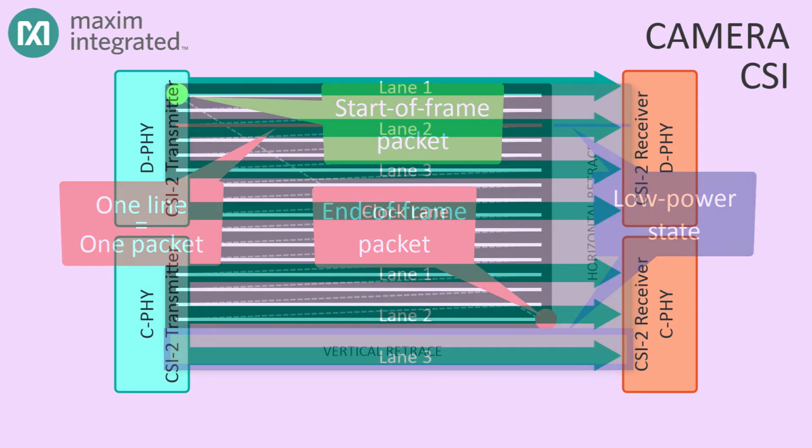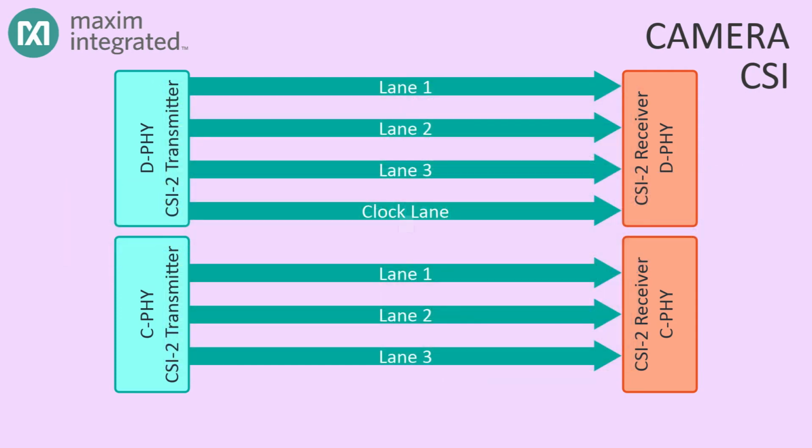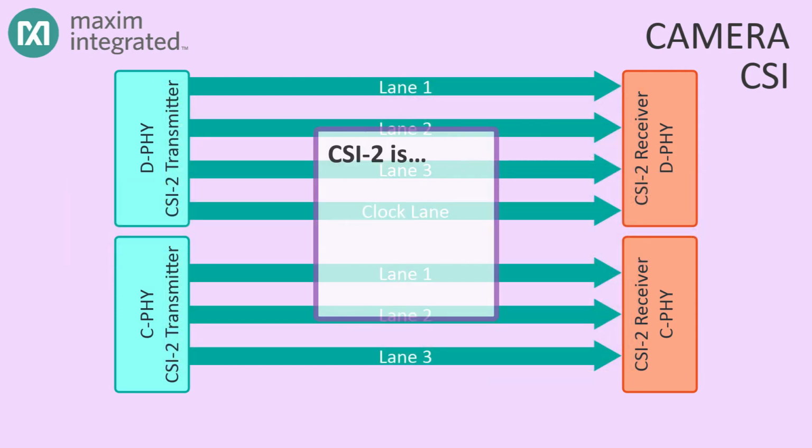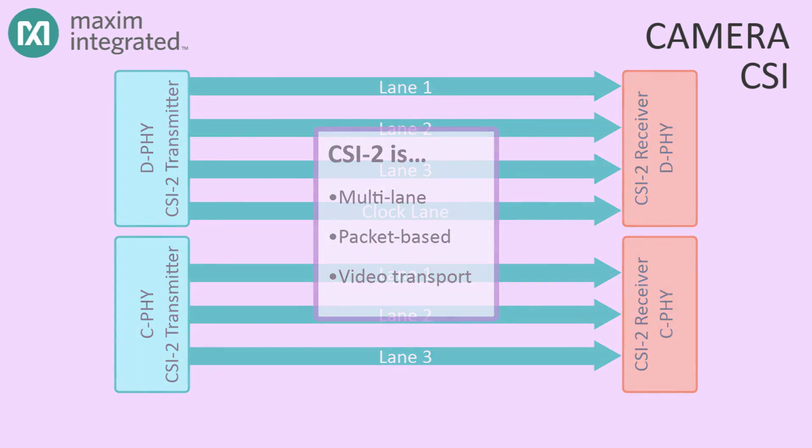Now, there's a lot more to CSI2, but that gives you an idea. It's a multi-lane, packet-based mechanism to connect a video source, most frequently a camera, to a device that needs the video stream.